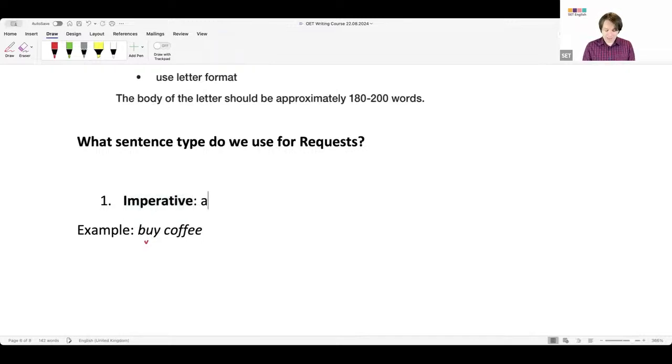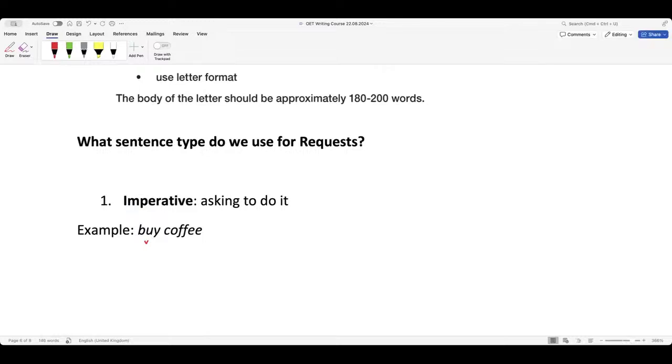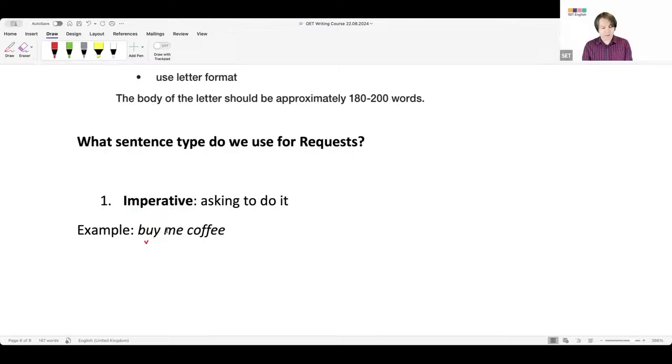Imperative is asking to do it, right? So I can say, Rukaya, buy me a coffee. Or guys, if I say, Rukaya, buy me coffee, is that nice to say? Not polite. No. So we normally say, please. Please buy me a coffee. And this is the imperative form that you use in OET, okay?